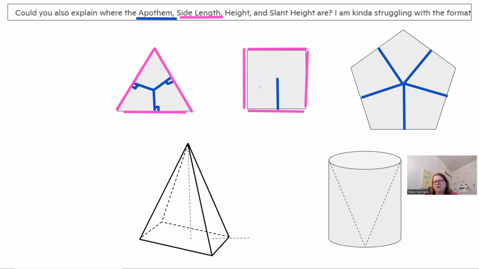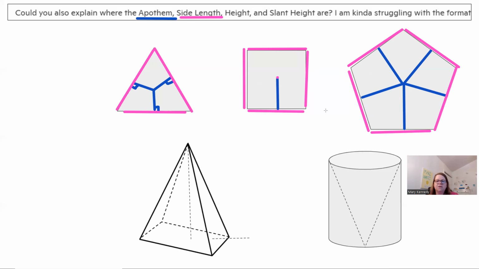And by the way, in a square, the side length is twice as long as the apothem, as the apothem goes to the center and has the same amount of distance to the other side. So that's true there. And then 5 side lengths in this pentagon. So those are the side lengths.